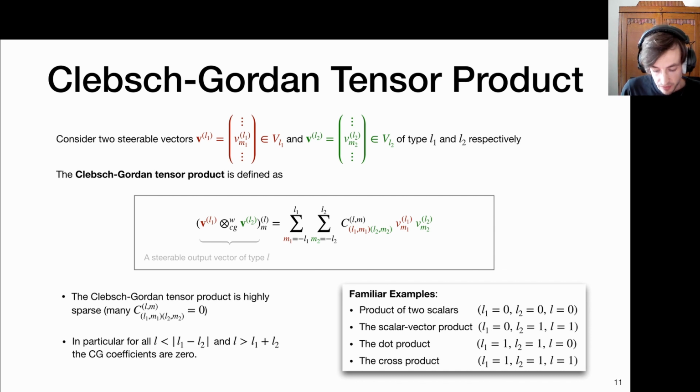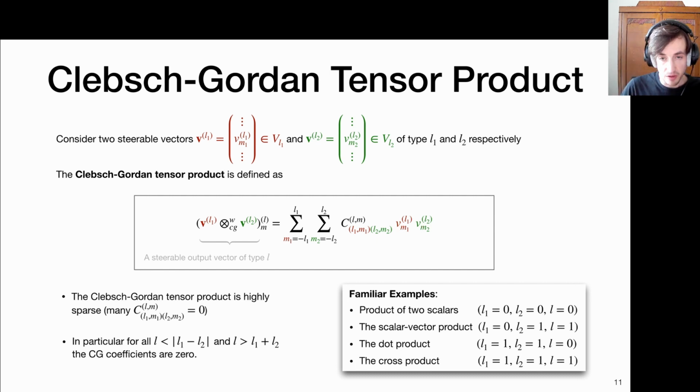For example, if I have the product of two scalars, so that's two type 0 representation vectors, just scalars, type 0 times type 0, the output L is 0. So actually this C is just a 1. If I want a type 0, L is 0 output, with 0 inputs, then this Clebsch-Gordan tensor product is 1. 1 times that scalar, and that scalar gives me the output scalar.